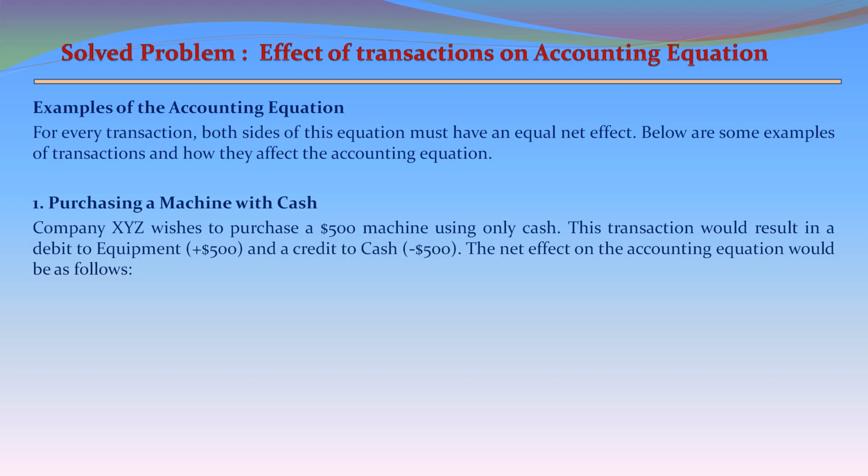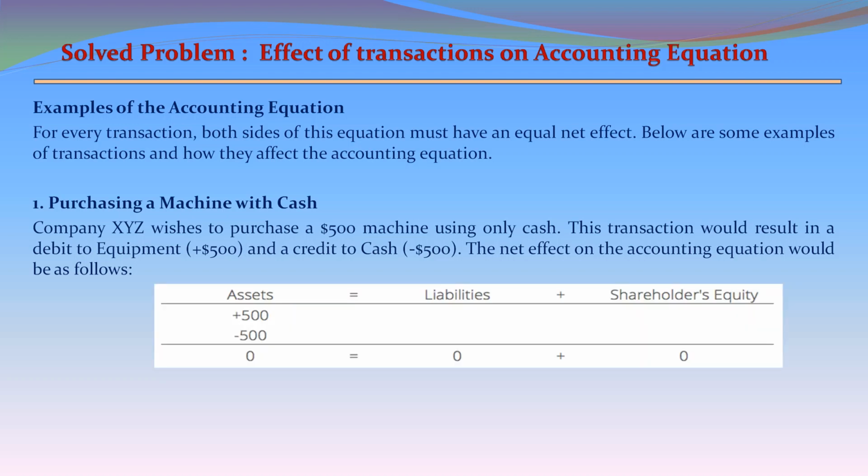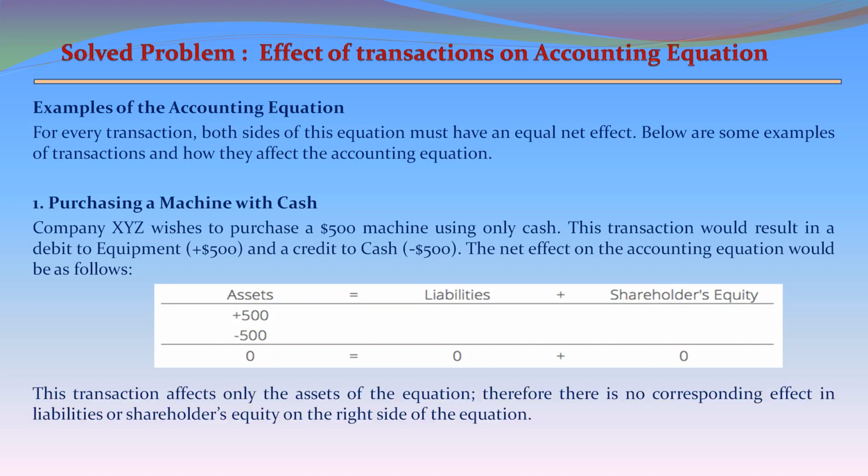The net effect on the accounting equation would be as follows. Assets plus 500, assets minus 500, no liabilities, no shareholders' equity. This transaction affects only the assets of the equation. Therefore, there is no corresponding effect in liabilities or shareholders' equity on the right side of the equation.